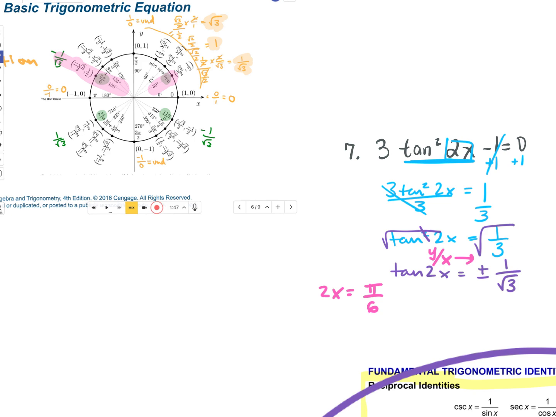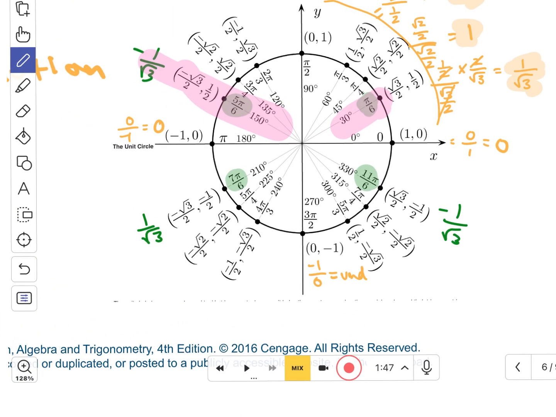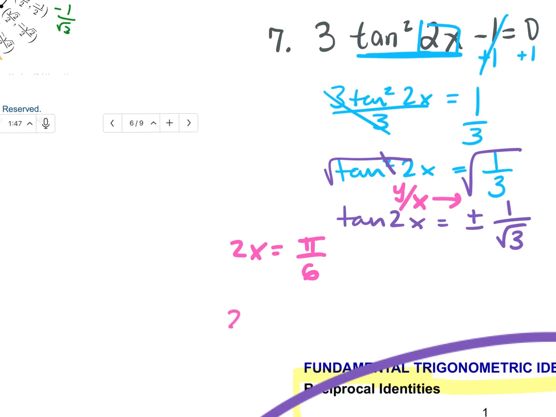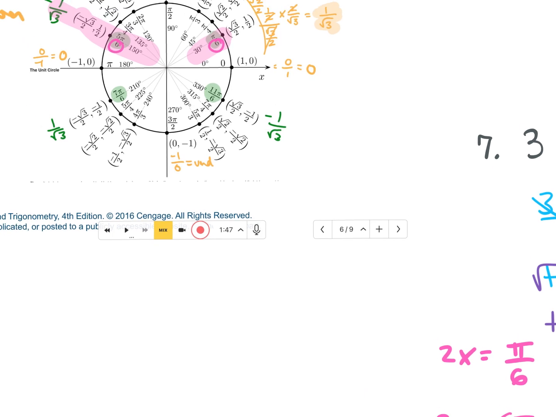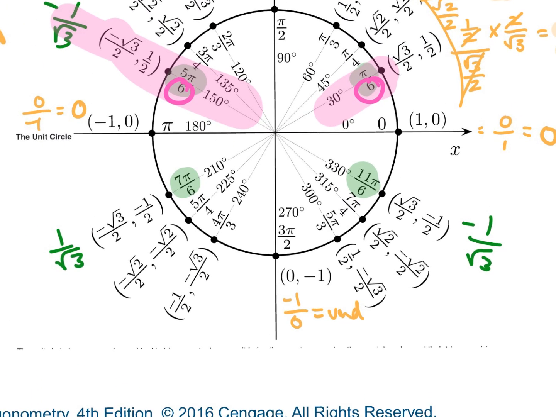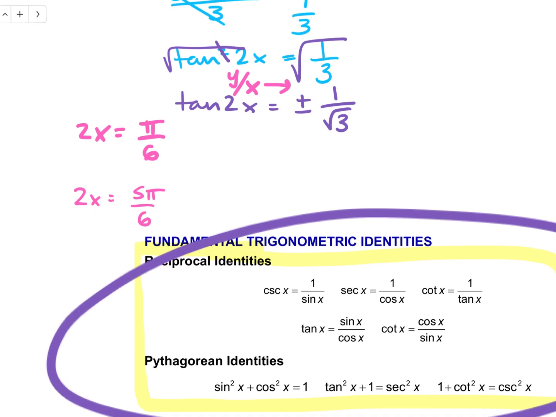Perfect. So we're looking at the ones with the same denominators. So since we had pi over 6, we also need 5 pi over 6. So 2x is equal to 5 pi over 6. Where else? 210. And where else? 330. So 7 pi over 6 and 11 pi over 6. So we need to say 2x is equal to 7 pi over 6. And 2x is equal to 11 pi over 6.